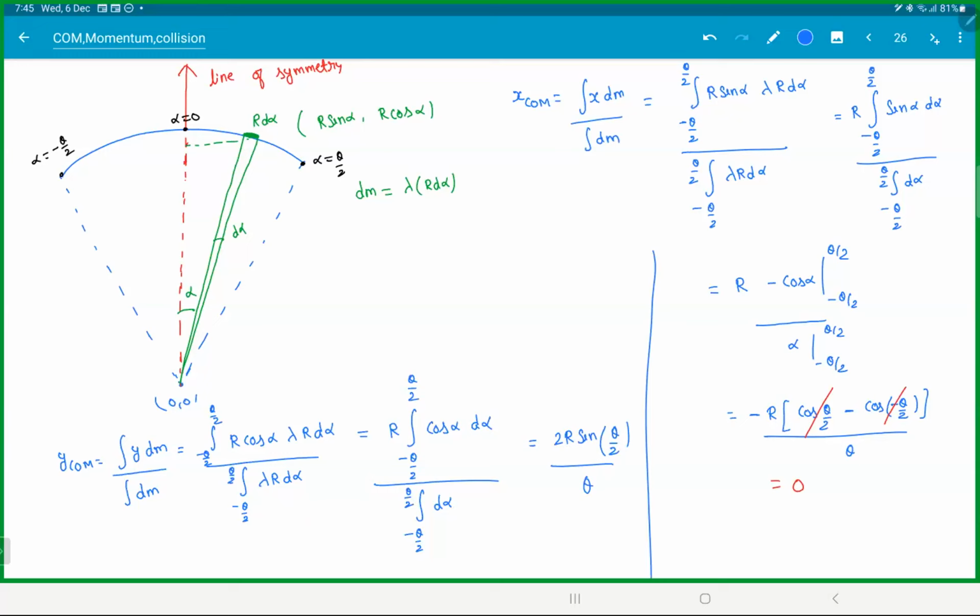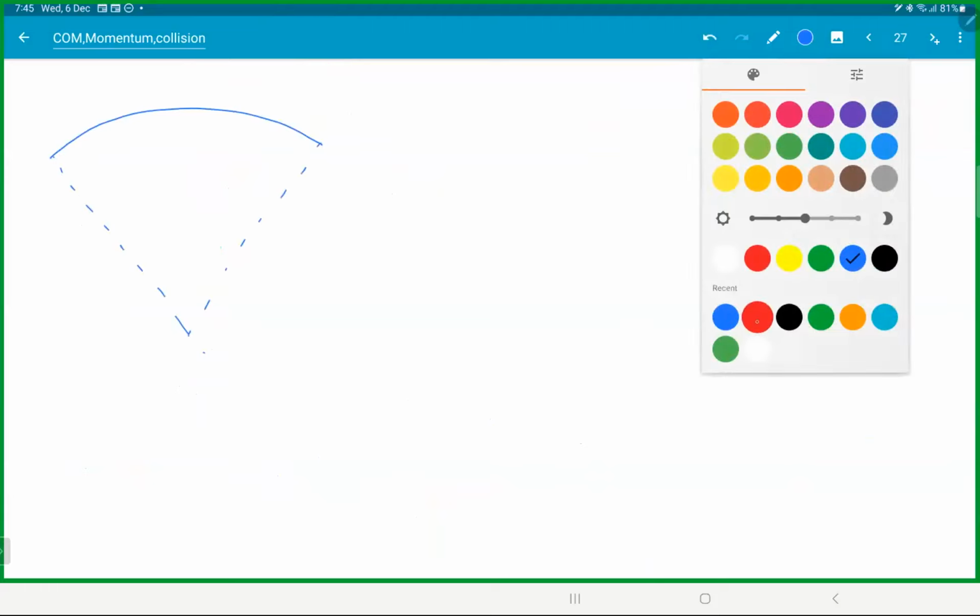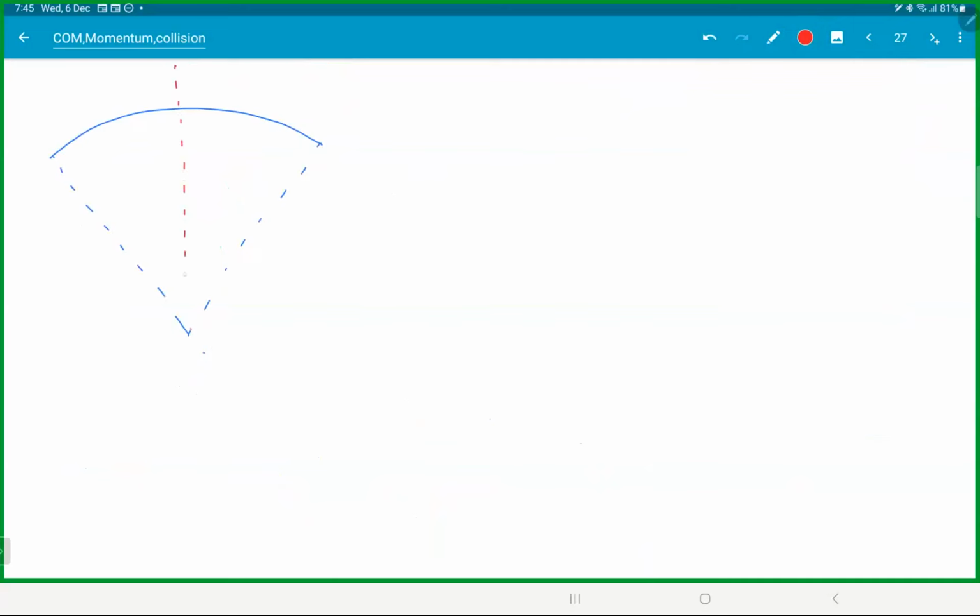Like we expected, x is 0, y will not be 0. So whenever you take an arc, I'll just write the result on the next page and show you again. If you have an arc, the center of mass will lie on the bisector. Coordinates will be 0, 2r sin(theta by 2) by theta. From the center, this distance will be 2r sin theta by 2 by theta. The theta is this length here.